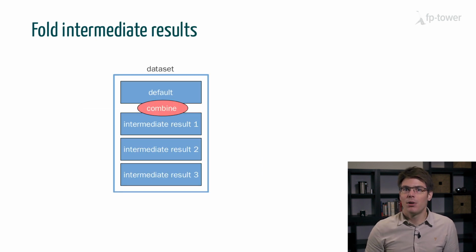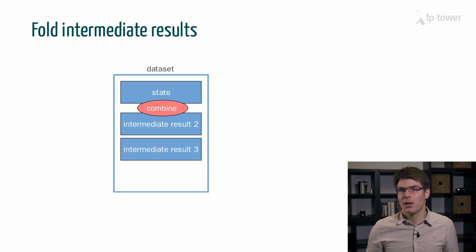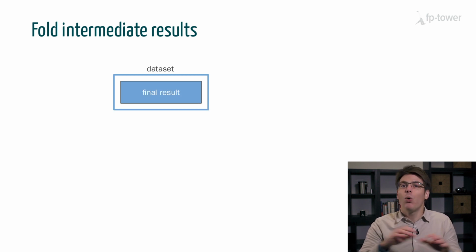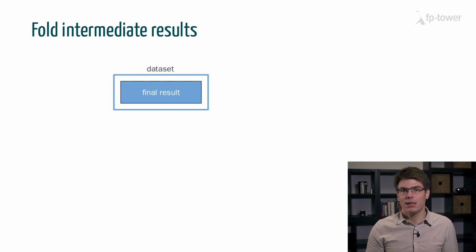In the next step, we fold all the intermediate results using the same default value and combined function that we use for the partitions. Finally, once all the intermediate results are processed, we obtain the final result.